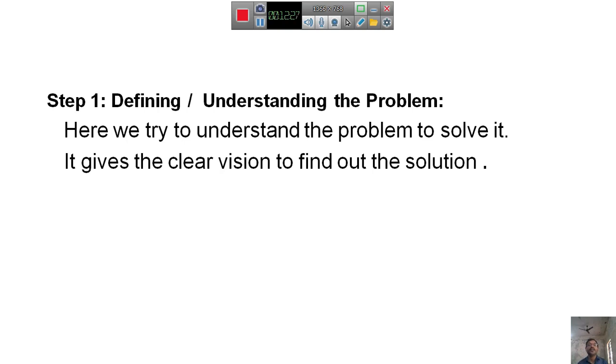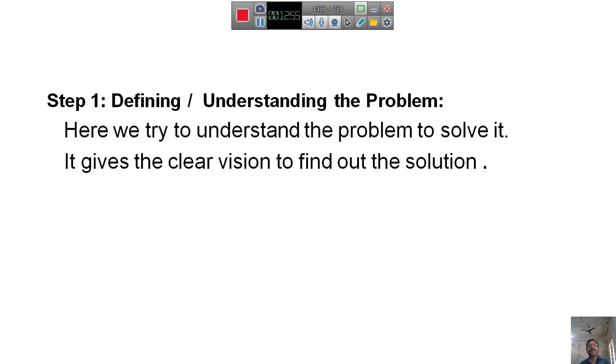We have to make it understand very clearly. Then only we can find out the solution. The understanding of the problem gives a clear vision, clear idea, clear thoughts to obtain the solution. This is the very, very important step, that is defining or understanding the problem.